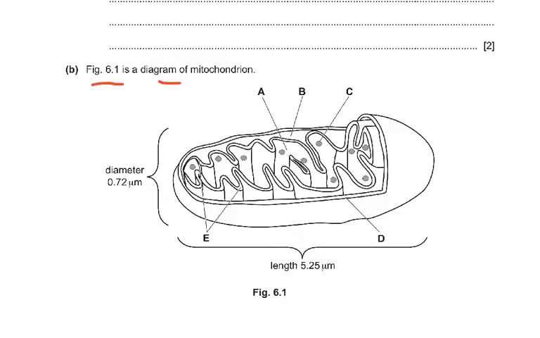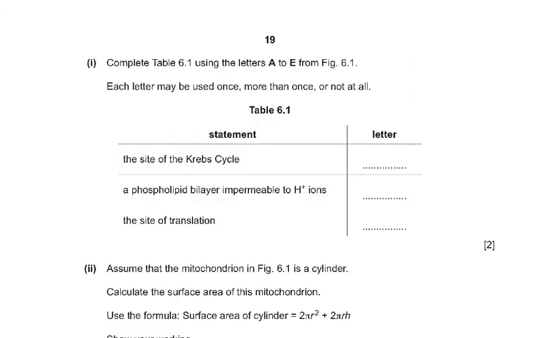Then figure 6.1 is a diagram of the mitochondrion, diameter, length, A, B, C, D. Then what does it say? Complete table 6.1 using letters A to E from figure 6.1. Each letter may be used once, more than once, or not at all. So then we come on to the site of the Krebs cycle. Where is the Krebs cycle going to take place? That's going to be at A. And then phospholipid bilayer impermeable to hydrogen ions can be E, or it can be D. That was also acceptable. And the site of translation would be C.